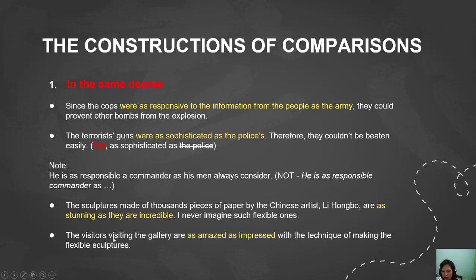We can also use these constructions. The visitors visiting the gallery are as amazed as impressed with the technique of making the flexible sculptures. So we can have as amazed as impressed. You just use the adjective here. So you can use this complete one, the subject, predicate and then adjective, or you just use the adjective here. It's okay.